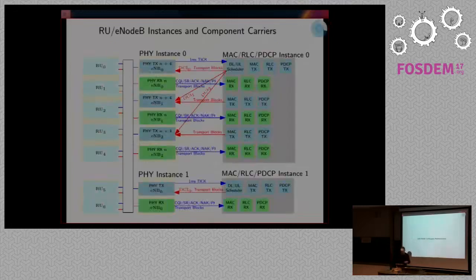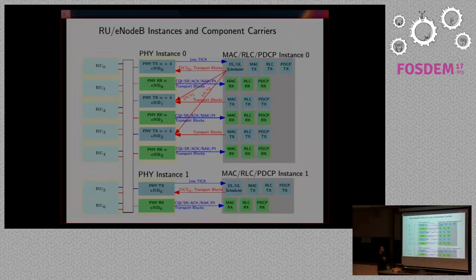So how are we approaching this? We now define several entities in our software. We have an entity that we're calling a radio unit. We have entities which we call the eNodeBs, which are separate from the radio units. And we have the physical layer part of the eNodeB and the protocol stack of the eNodeB.